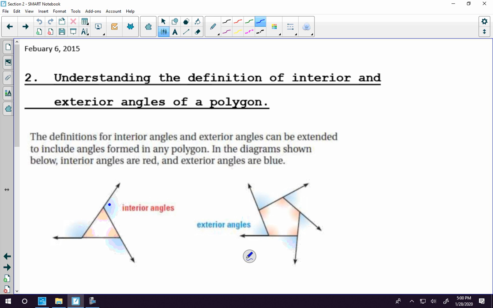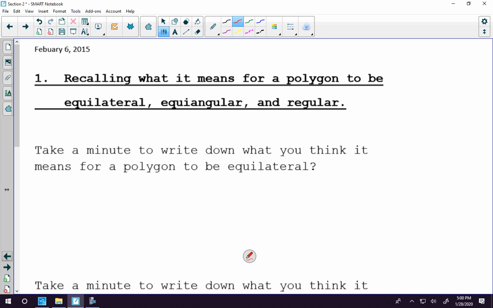So I'll try to highlight them here. There's one exterior angle of the triangle. Here's another exterior angle of the triangle. And there's the third exterior angle of the triangle. Now the three interior angles would be there, there, and there. So we need to understand the difference between interior angles as opposed to exterior angles. Okay.